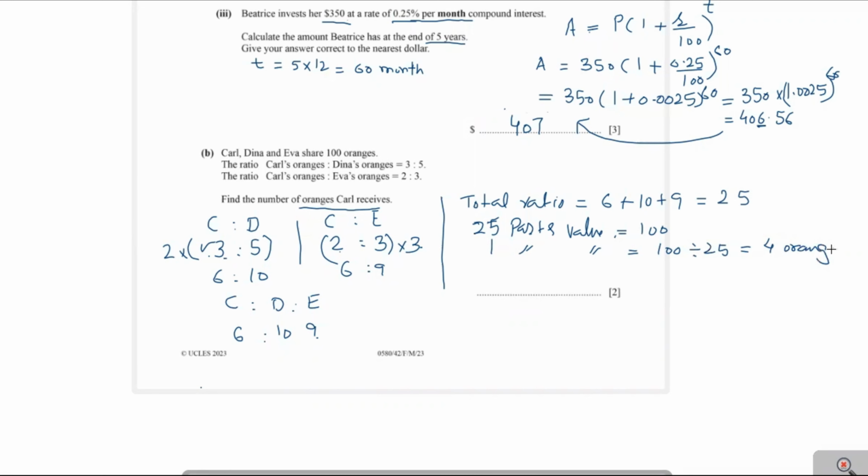Now you see here the total part value of Cal is 6. Therefore, the Cal received value is 6. Now you can multiply 6 multiplied by 4. That's equal to 24 oranges. And this is the answer.